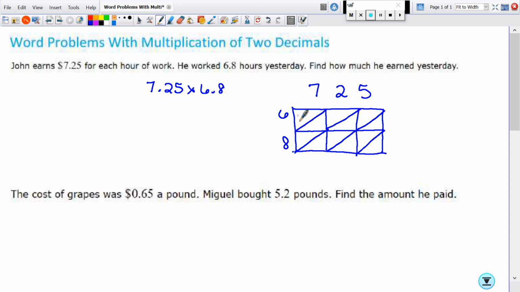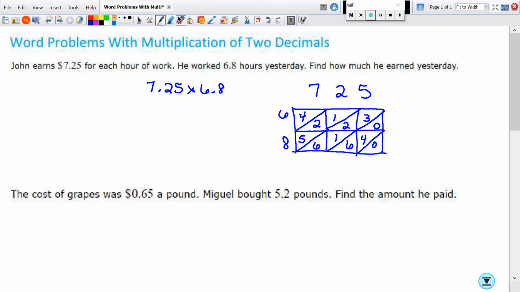So 7 times 6 is 42. 2 times 6 is 12. 5 times 6 is 30. And this is a nice method to use if you have larger numbers. 7 times 8 is 56. 2 times 8 is 16. 5 times 8 is 40.